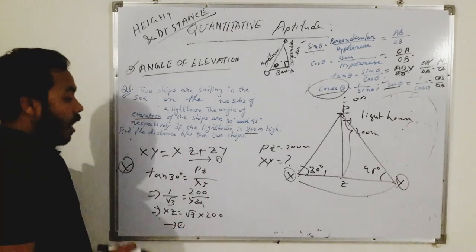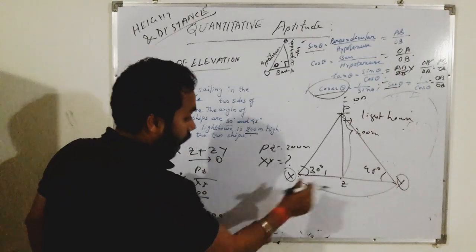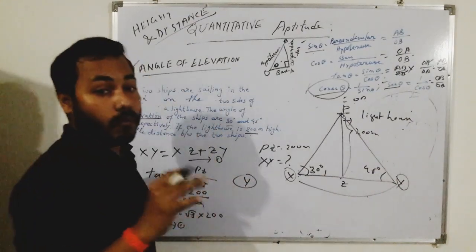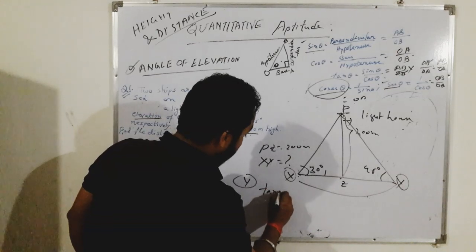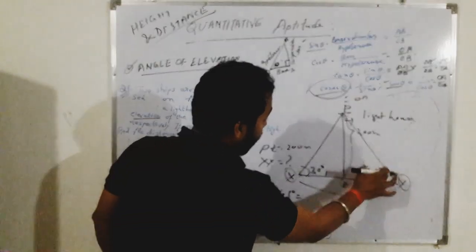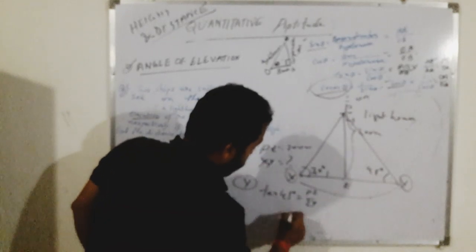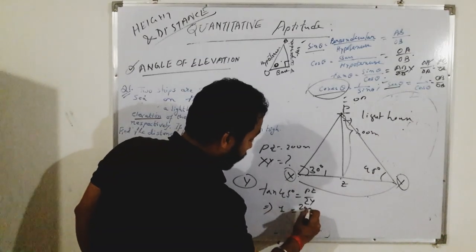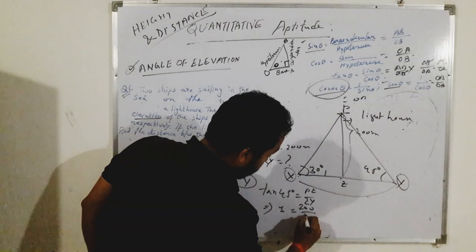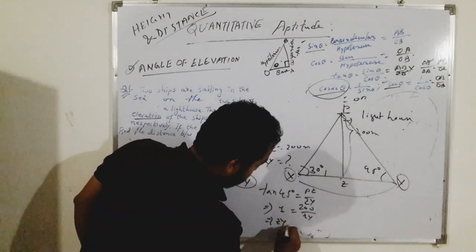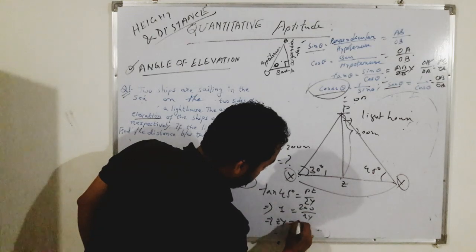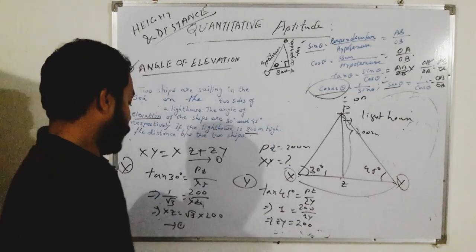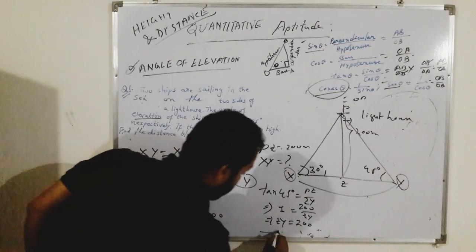Clear? Now coming to the other side, with respect to ship Y. If I find tan 45 degrees, that is the same PZ, our perpendicular, and the base is ZY. So tan 45 degrees, the value is 1. Remember this. Then PZ is 200, and ZY is equal to 200 divided by 1, that is 200. So now this is equation 2.